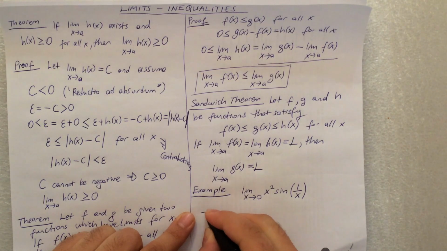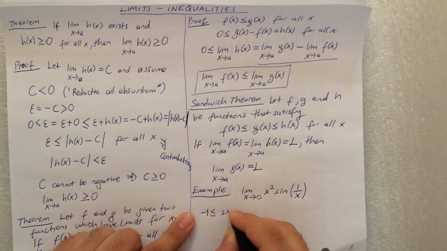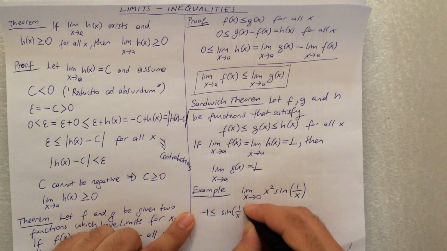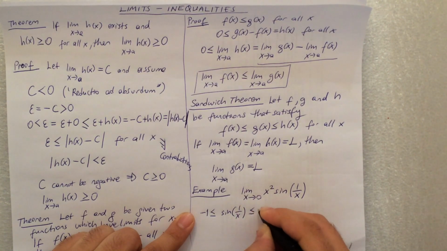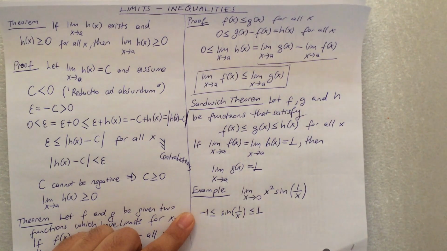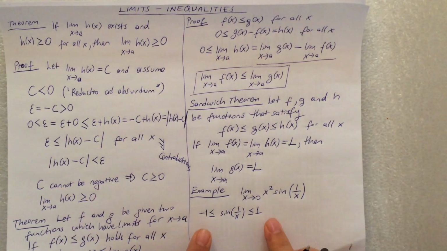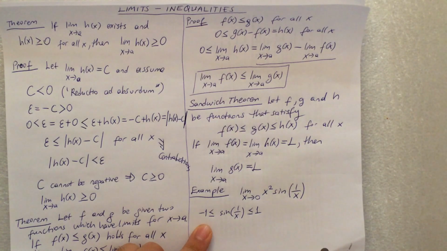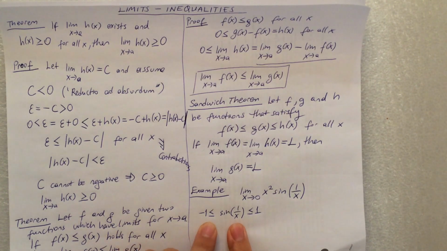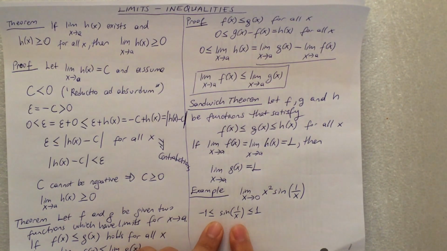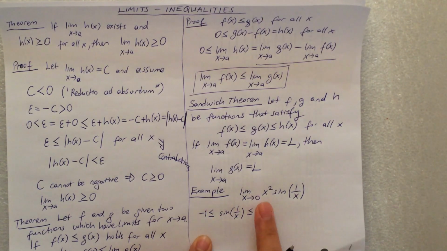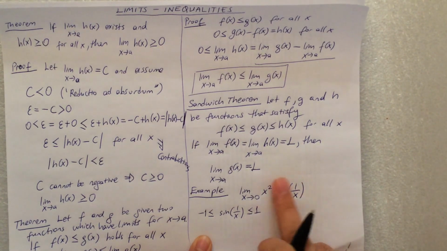So we can write that -1 is less than or equal to sine 1 over x, and that's less than or equal to +1. So this is within this interval. Once we have such an inequality, it's very useful for using the sandwich theorem. The next step is to make this look like this one. How can we do this? We can multiply these three terms by x squared so that we can have this term.